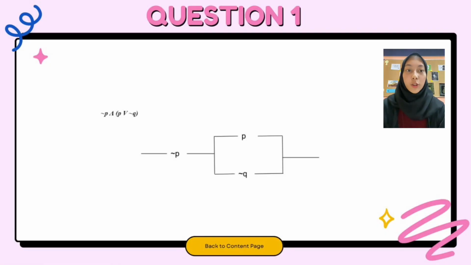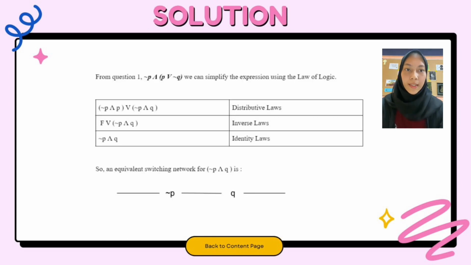Question 1. We choose the statement not P and P or not Q, and here is the network circuit. Solution: as we can see here, this statement can be simplified using laws of logic. First, we need to expand not P using distributive law. Next, we can apply inverse law to turn not P and P into false. And the last step is we just remove false so that only not P and Q are left. And here is the network circuit after we simplify the statement.